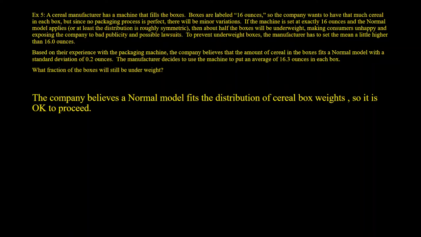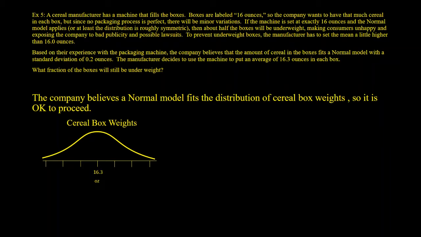Now let's sketch the situation. Cereal box weights. I have my curve there, and I've set up a number line on the bottom. My mean is 16.3 ounces. I'm using 0.2 ounces for standard deviation. So 16.1 on the left, 16.5 on the right. Again, one standard deviation away is the inflection point on the curve. We'll go another standard deviation away.